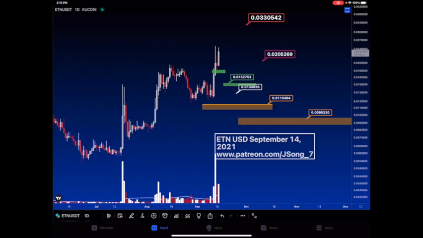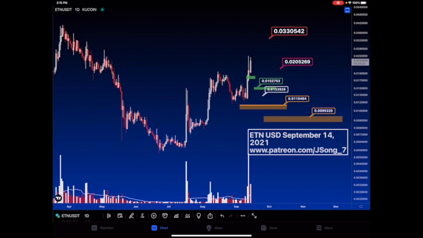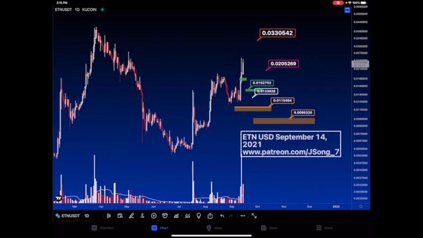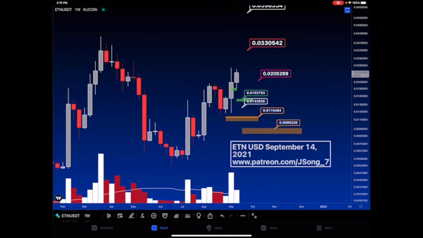Okay, team, so I'm going to use this time to give you a full breakdown of ETN. We're going to draw it line for line, and I'm going to show you what things I'm seeing, what things I'm really paying attention to on price action. So let's start with the weekly chart, and I'm going to show you how I got some of these numbers. We're going to start with the core lines up here.